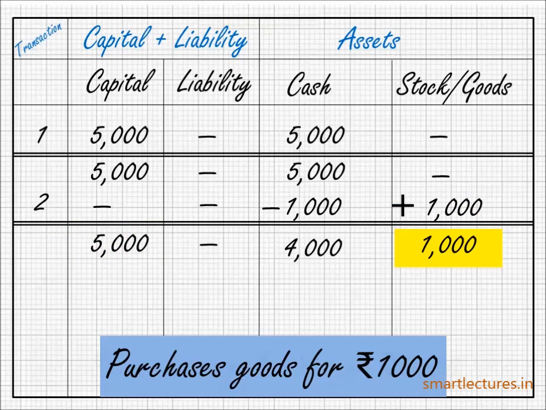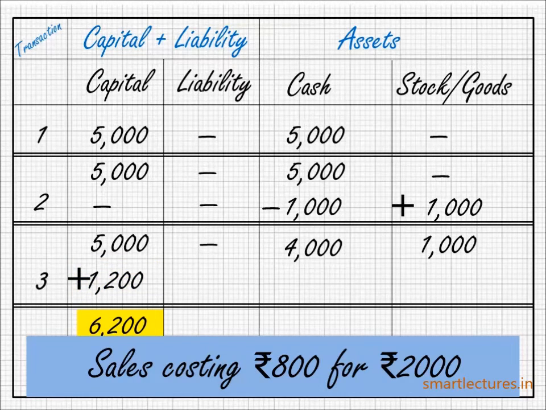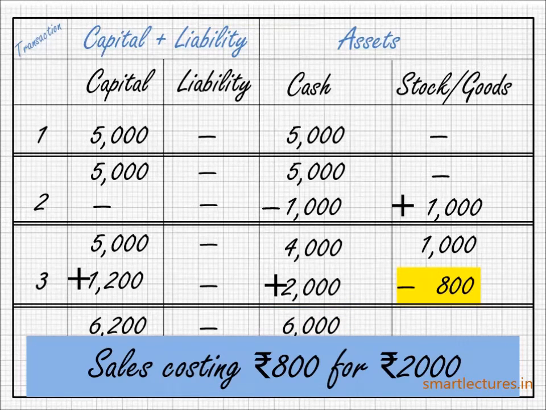Then sales. Sales means sale of goods. Means we will assume that the goods have been sold on cash. So costing rupees 800, for rupees 2,000. It means there is a gain of rupees 1,200. If there is any profit or gain, that will be added to the capital. So capital 5,000 plus 1,200 will be equal to 6,200, and cash 4,000 plus 2,000, the new cash will be 6,000, and the stock 1,000 minus 800, the new stock will be rupees 200.